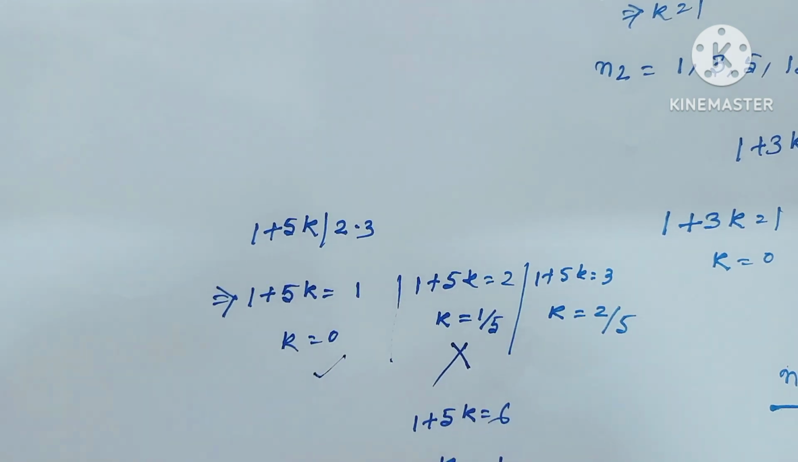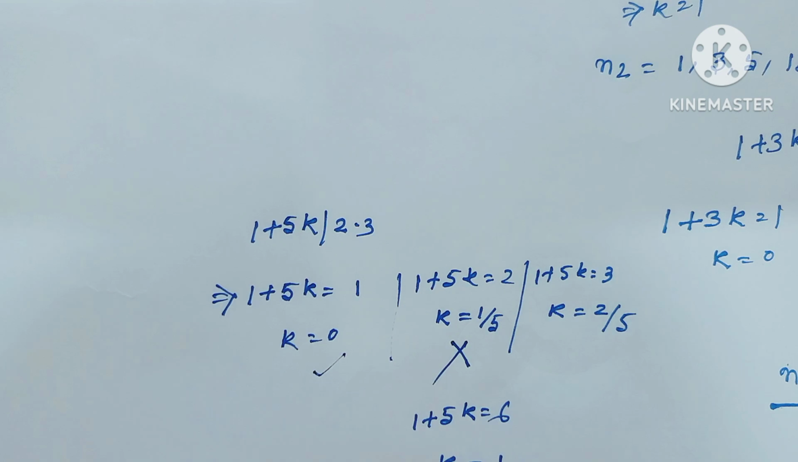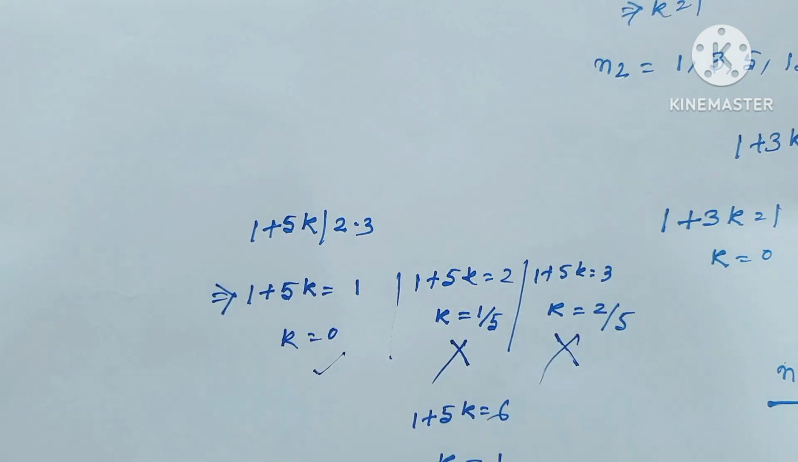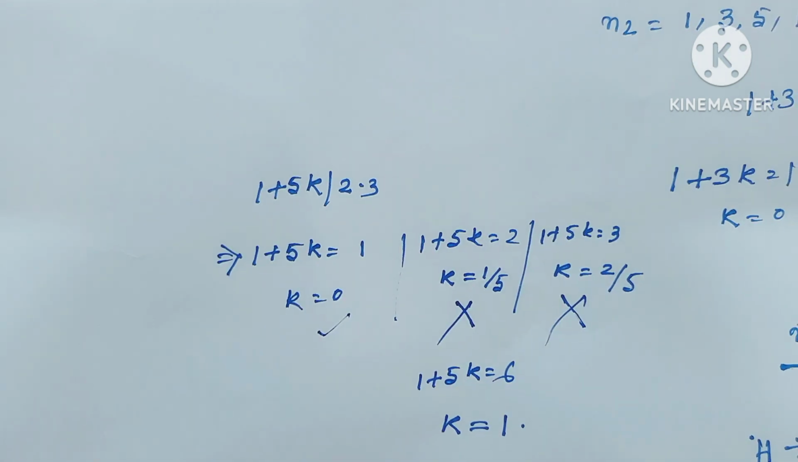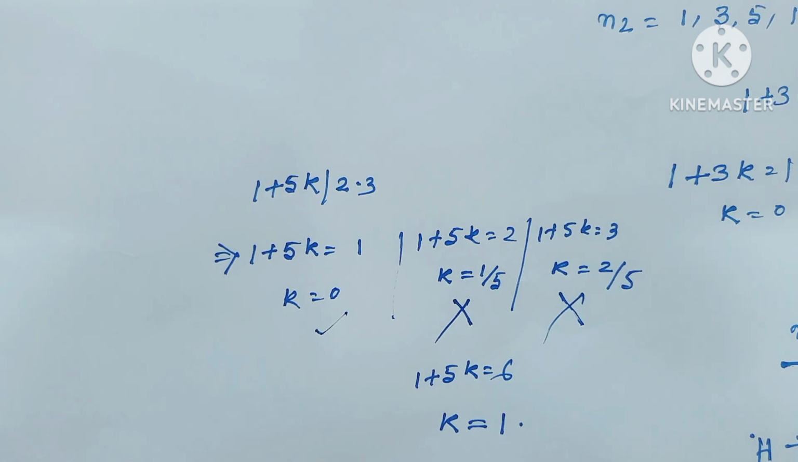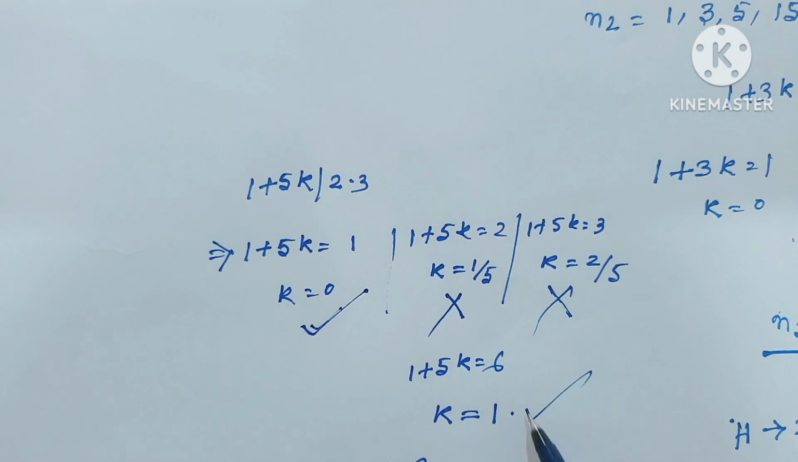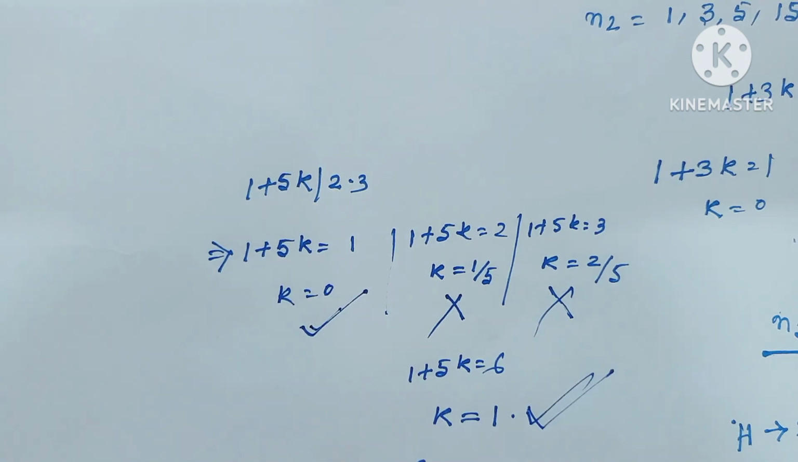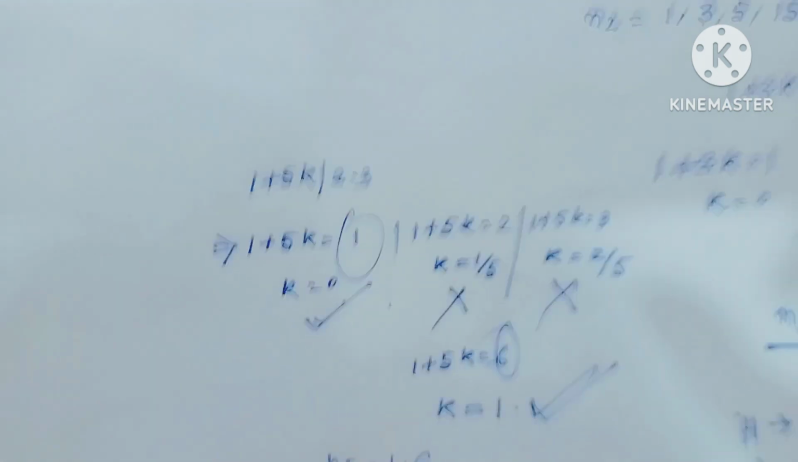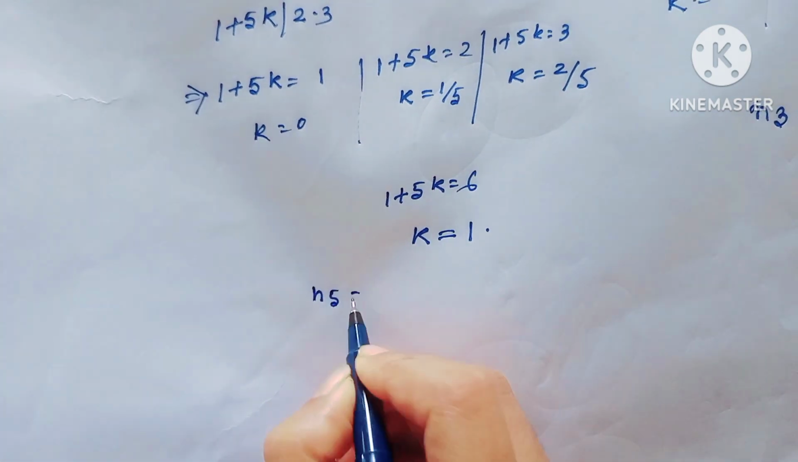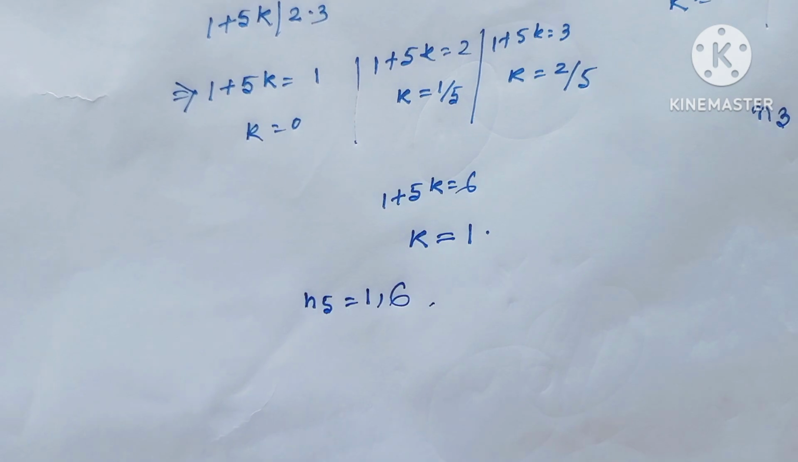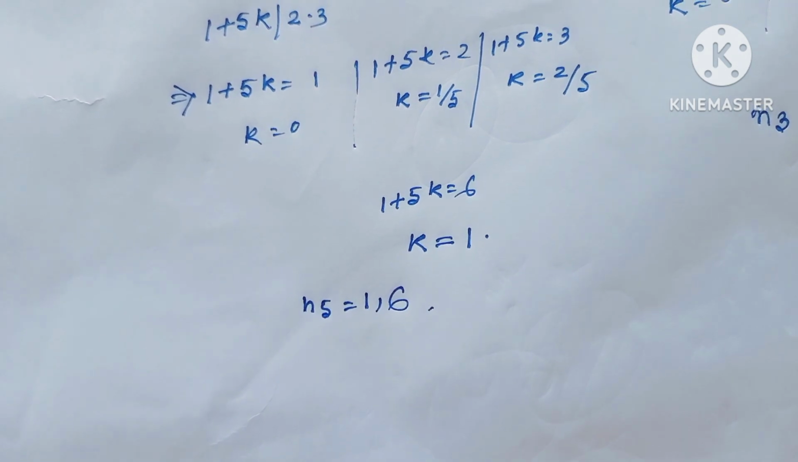1 plus 5k equal to 3 means k equal to 2 over 5. This is also a rational number, so this is not possible. 1 plus 5k equal to 6 implies k equal to 1. So the only possibilities are k equal to 0 and k equal to 1. That means the number of Sylow 5-subgroups, N5, is 1 or 6. That means the possible number of Sylow 5-subgroups is either 1 or 6.